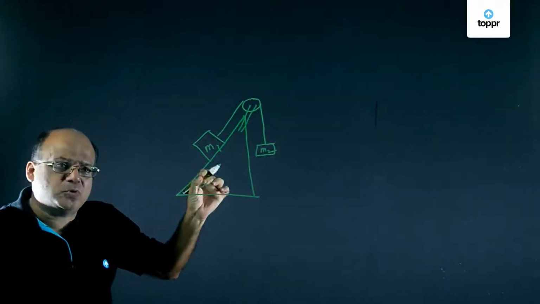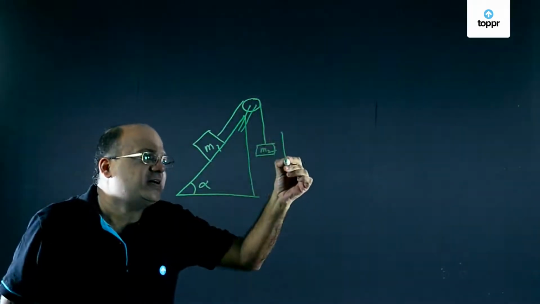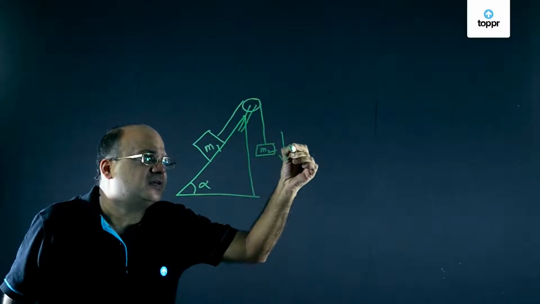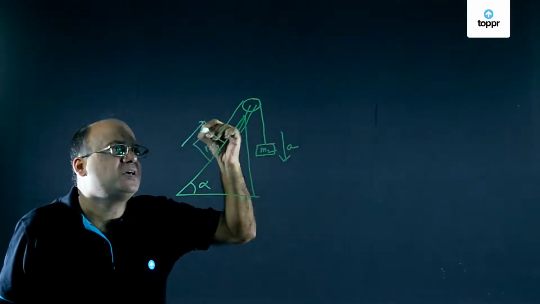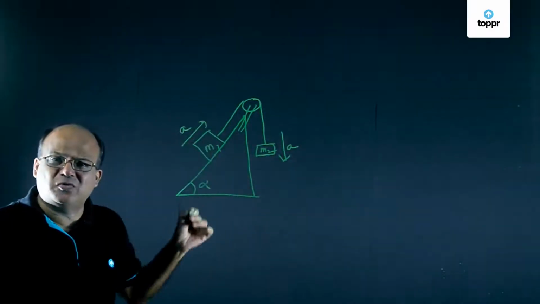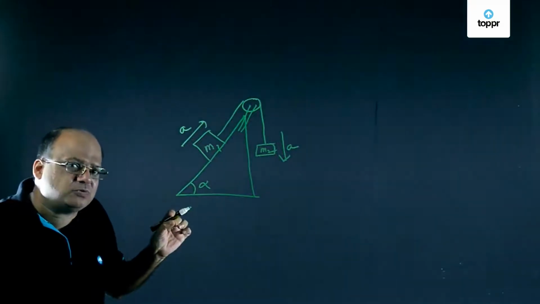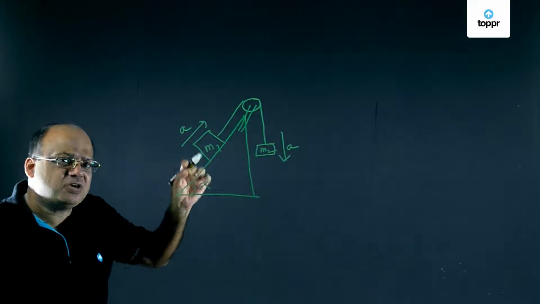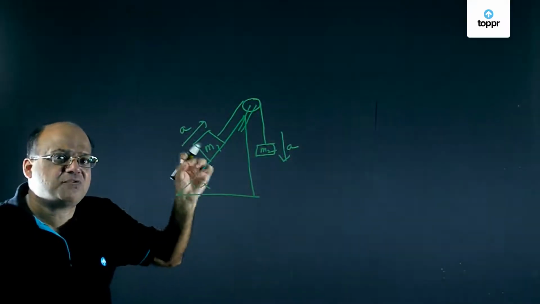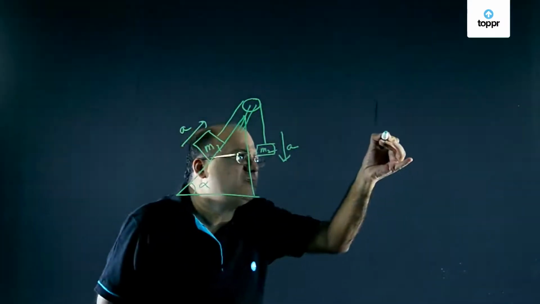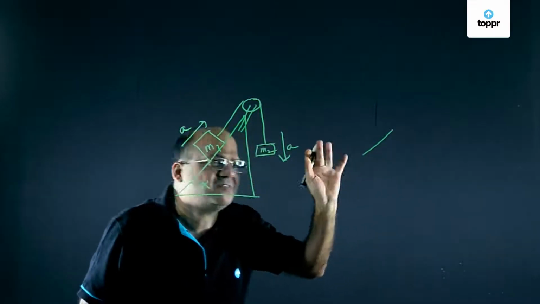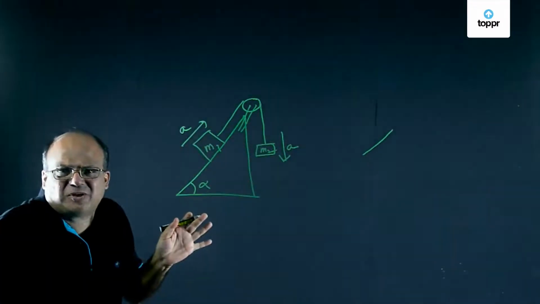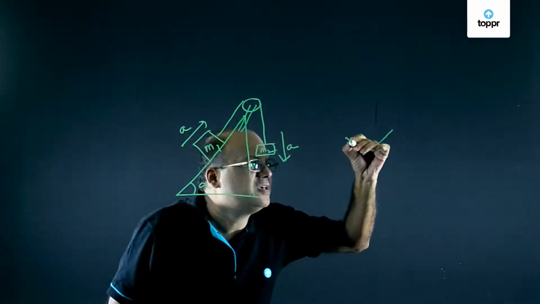M1 and M2 are connected by the same string. Therefore, their acceleration will have the same magnitude. Now first, let us draw the free body diagram of M1. So draw a small inclined plane that no one can see, just for our information. And here is M1.